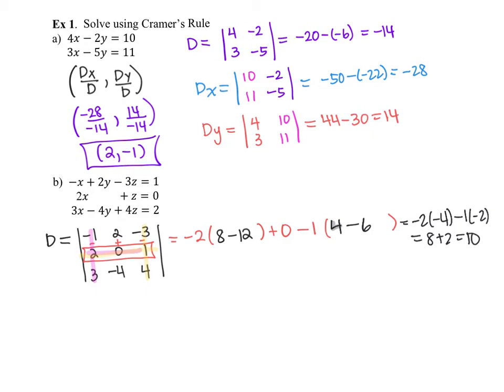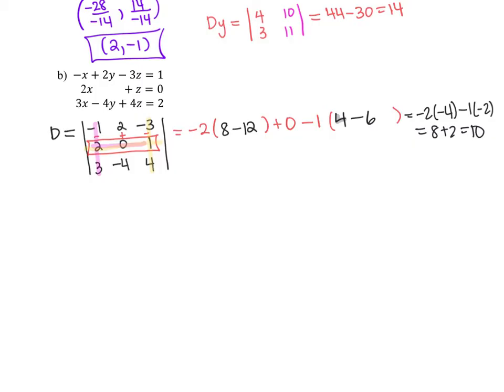Okay, let me try to do dx next. For dx, it's going to be the same matrix except for the x column. So I'm going to skip the first column, but I'll copy the other columns: -3, 1, 4. And then the x column will get replaced with the constants: 1, 0, 2.